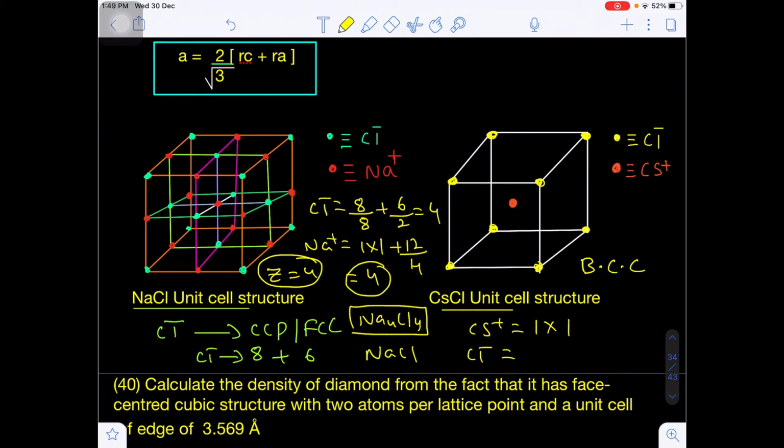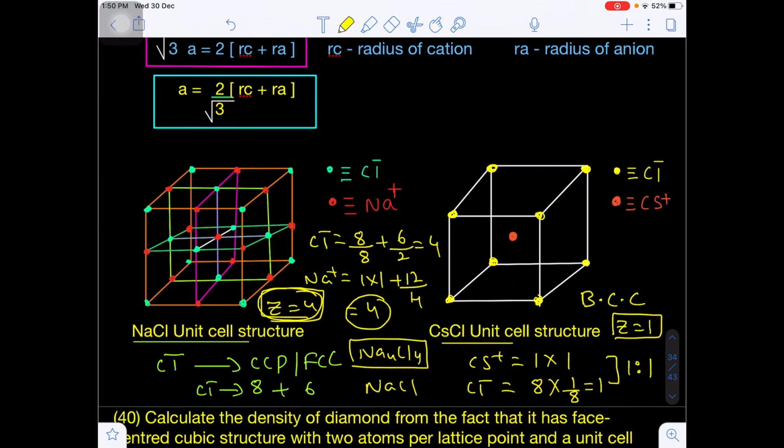And what about the chloride ions? They are located at 8 corners and the contribution will be 1 by 8. So overall 1. So there is a 1:1 ratio of cesium and chlorine. That means here the number of formula units will be 1 per unit cell. In NaCl, the number of formula units is 4 per unit cell. Are you getting my point? And one more important one.